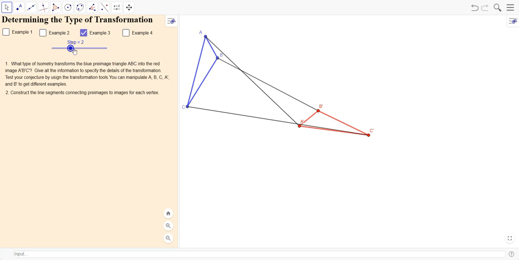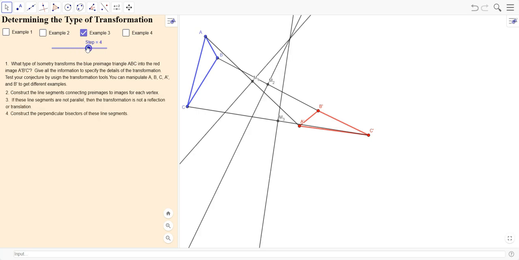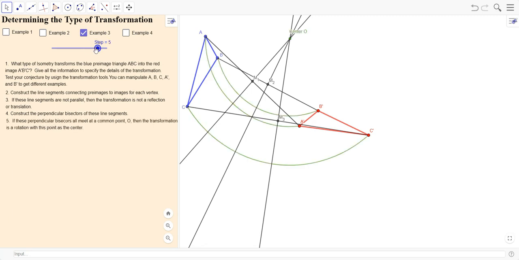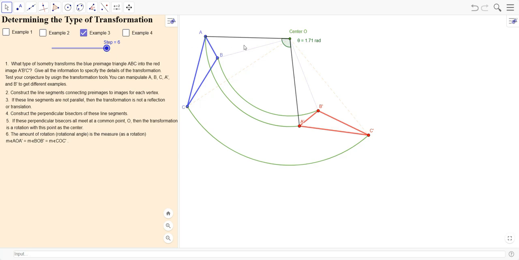Well, the key here is to look at the midpoints here. And the midpoints, notice, are not in a straight line. That's important. But if you did the perpendicular bisectors of them, notice that they intersect in a common point. Potentially that could be three different intersection points, but in this case it turns out to only be one. If that turns out to only be one intersection point, then that is a rotation, and that intersection point is the center of a rotation. And so you can see we're rotating there.